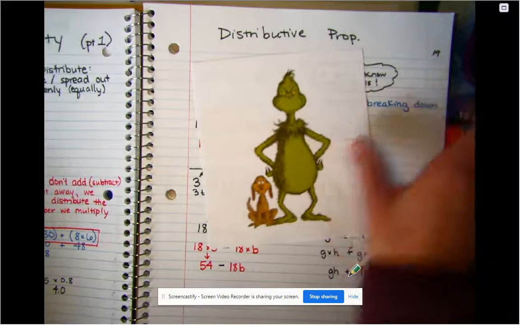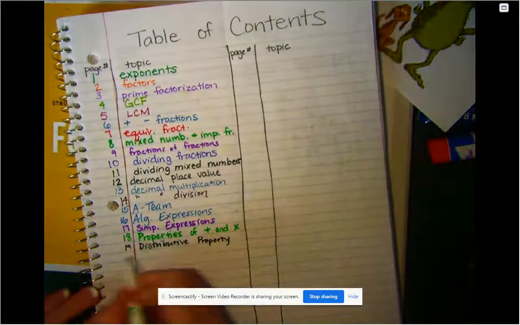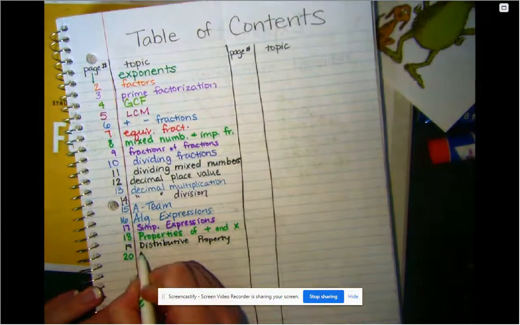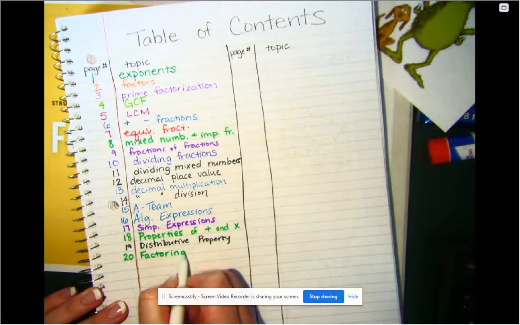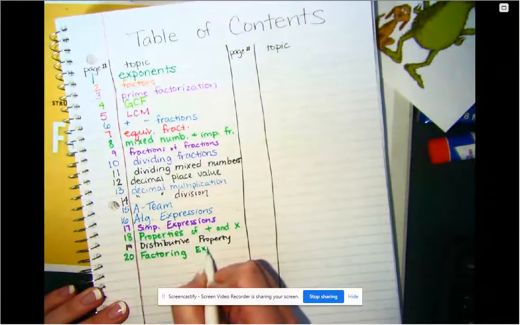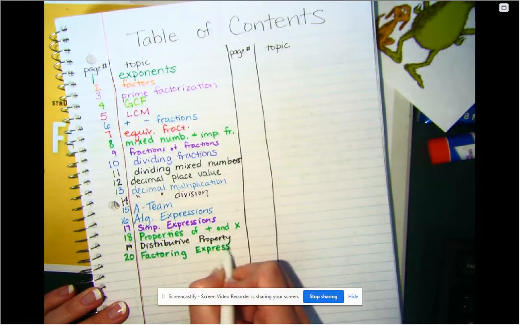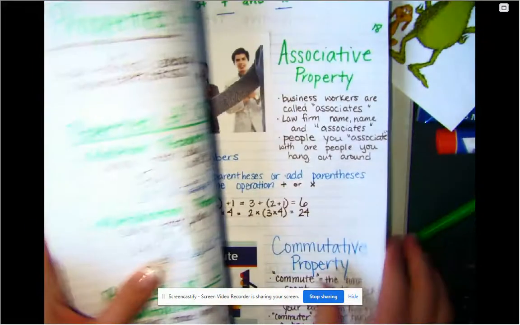All right, we are finally on to getting to use our last picture, which is our picture of the Grinch. I'm sure you've been waiting with anticipation. This is going to be called factoring expressions. I might have to abbreviate expressions because I'm going to run out of room. Okay, and this is page 20.